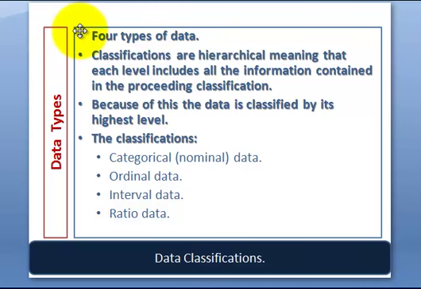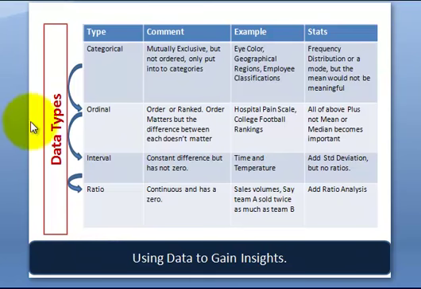There's 4 types of data. The classification is hierarchical, meaning that each level includes all the information contained in the previous classification. So the classifications, and this will become a little more clear on the next chart, are categorical, ordinal, interval, or ratio. So let's explain each one of these. So here are the 4 types.